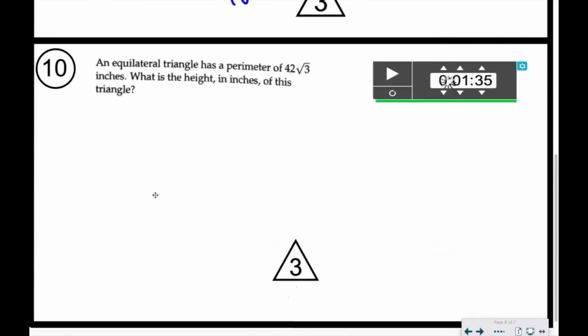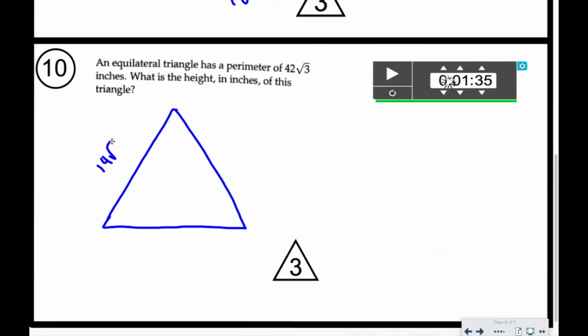All right, moving on. Let's do one more problem tonight. We have an equilateral triangle that has a perimeter of 42 root 3. So again, I see a root 3, I see an equilateral triangle, we are probably using 30, 60, 90s. If the perimeter is 42 root 3, then if I divide by 3, each side should be 14 root 3.